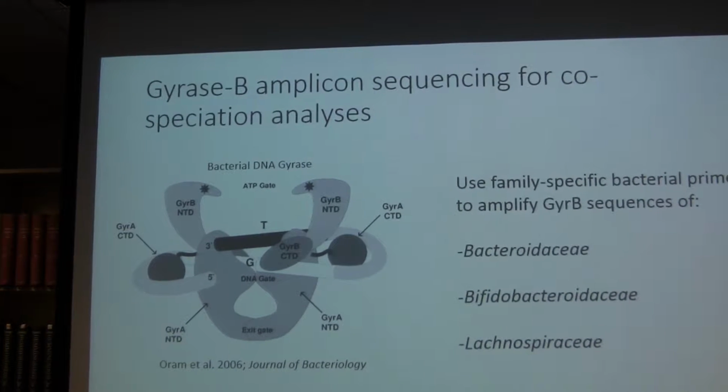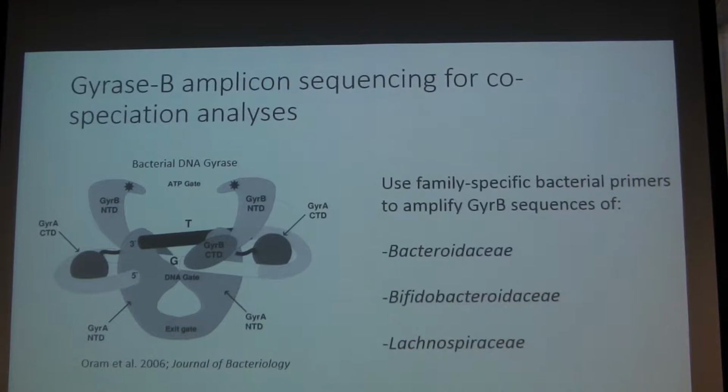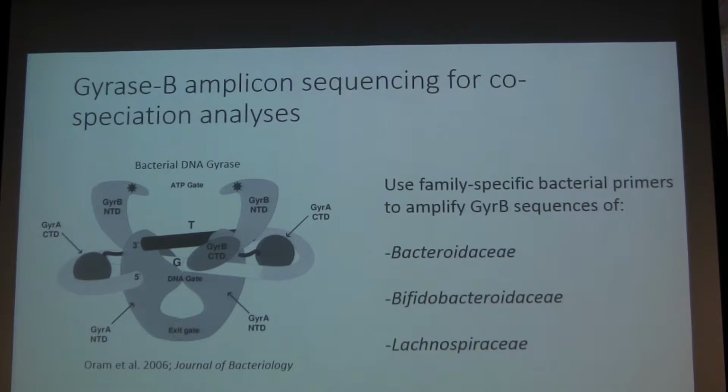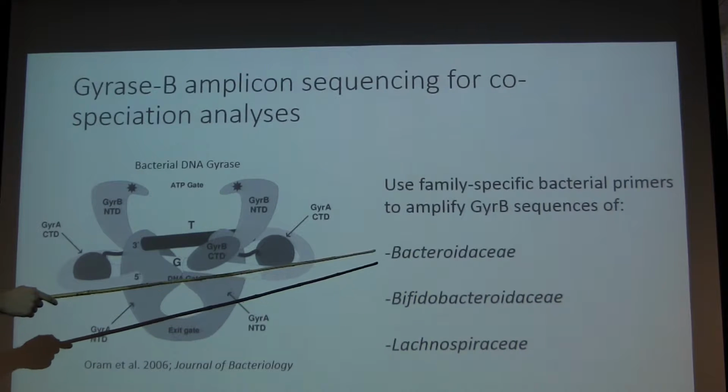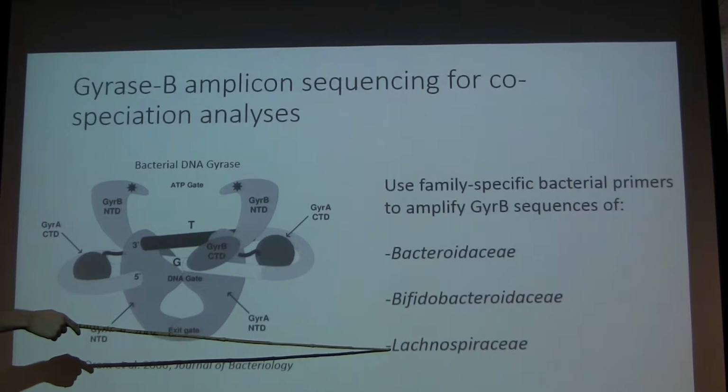So we developed these family-specific bacterial primers to amplify GyrB sequences from 3 different bacterial families. And these were chosen due to their abundance in the gut, and also they're known to be important in a lot of the interactions between host and bacteria. So the 3 families that we chose are Bacteroidaceae, Bifidobacteriaceae, and Lachnospiraceae.